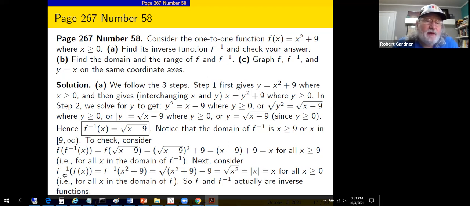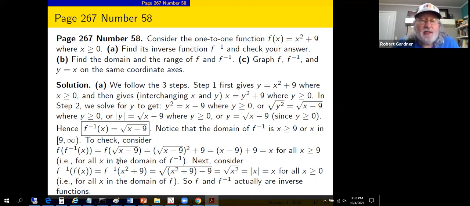Next, consider f inverse of f of x. Reverse the roles here. We want that to equal x for all x in the domain of f. What's the domain of f? x greater than or equal to 0. Right? They impose that condition up there in their definition of the f function. All right. So f of x is x squared plus 9 with a condition that x is greater than or equal to 0. I'll stick that over here on the right-hand side. It's part of the story.